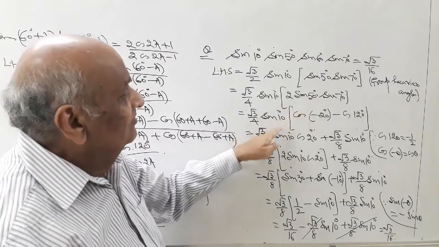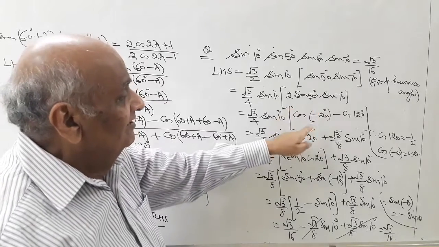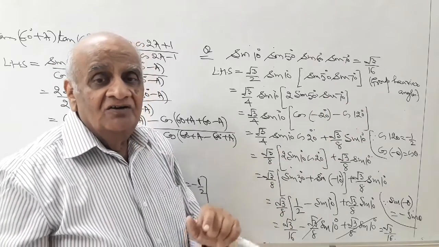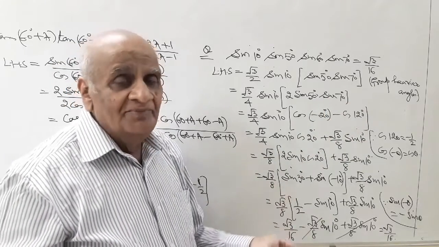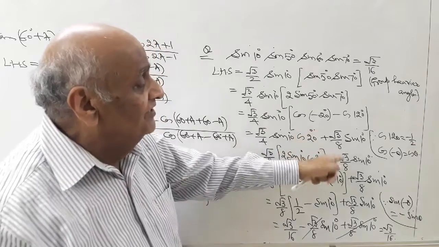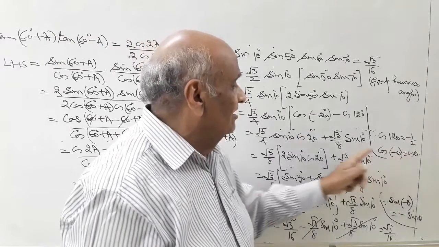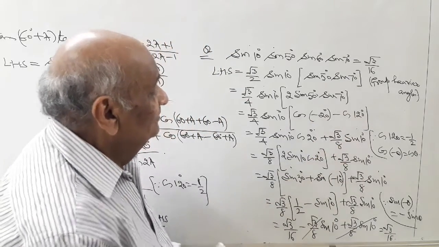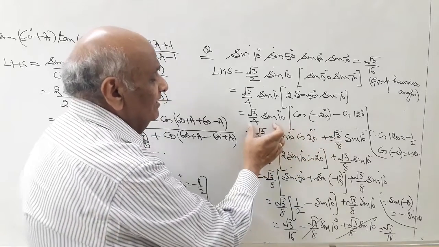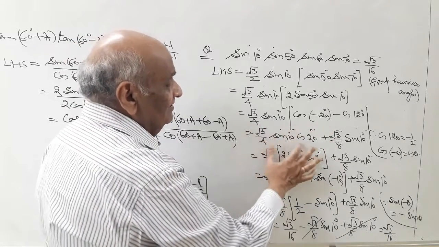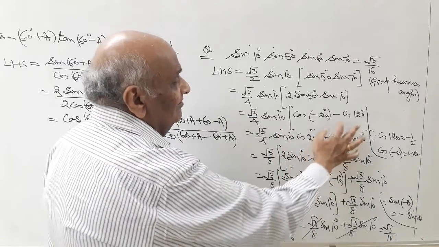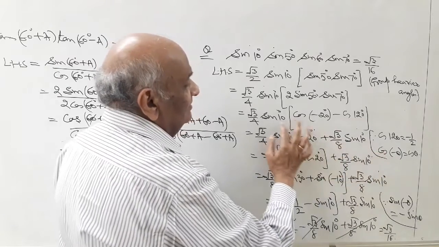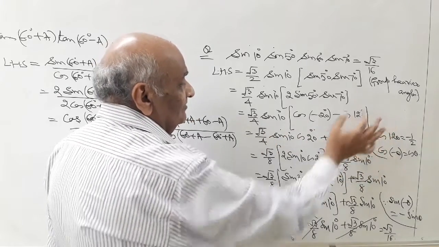It is cos of 50 minus 70, that is minus 20, minus cos 120. The fourth formula: cos A minus B minus cos A plus B. So, since you know cos minus theta is cos theta, it will be cos 20, and cos 120 is minus half. You substitute the value and open the bracket. Under root 3 by 4 sin 10 cos 20. It is plus under root 3 by 8 sin 10, because the value is minus half.